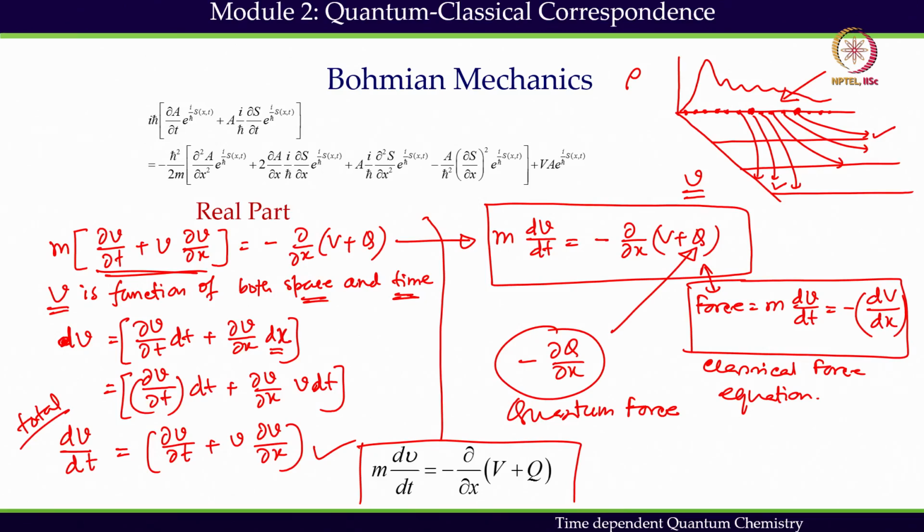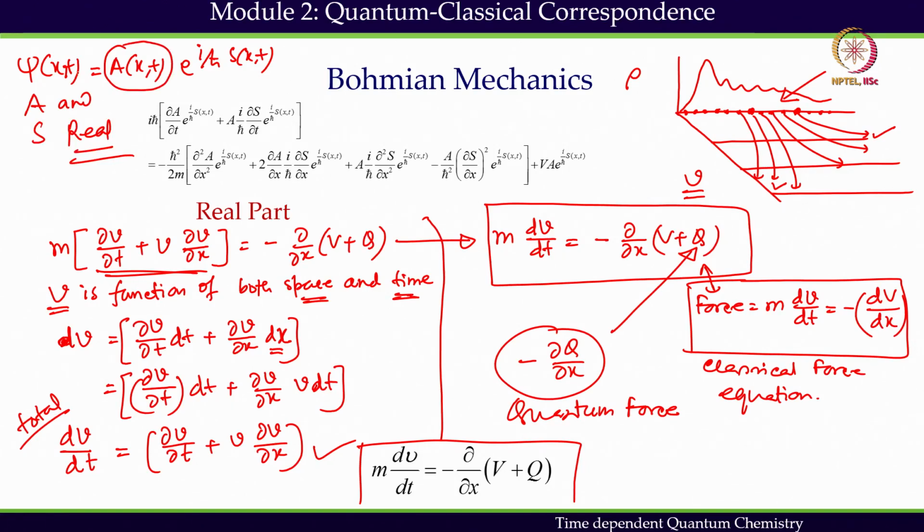An important piece of information here is that if the state of a moving quantum particle is represented by psi(x,t) equals A(x,t) e to the power i/h-bar S(x,t), a trial wave function, where A and S are both considered real, then A gives me the probability density of the particle at a given time. So, this is related to the probability density.